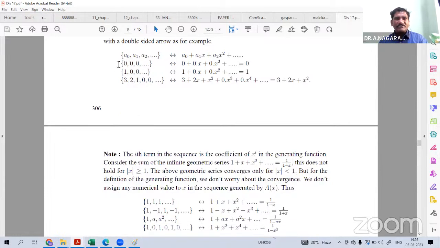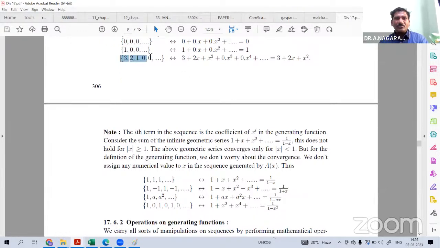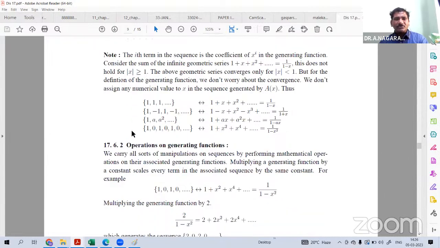Sometimes he will give the coefficients like this, and then he will ask for the generating function. For example, if it is 3, 2, 1, 0, 0, what is the generating function he will ask? So directly it is 3 plus 2x plus x squared, and so on, like that we can write it. So how many terms do we have? That is the total here.